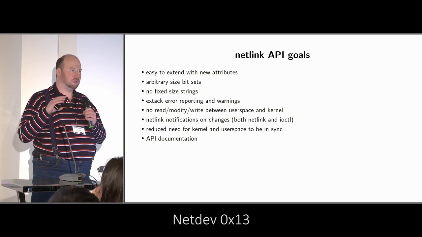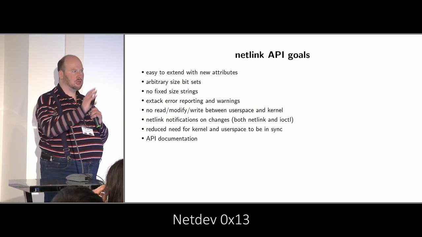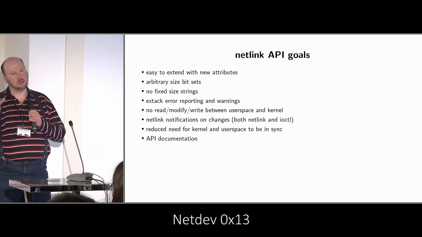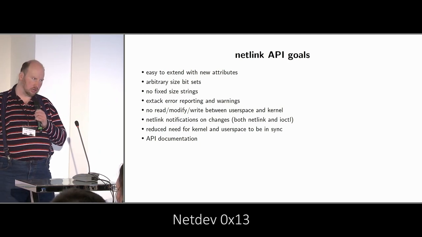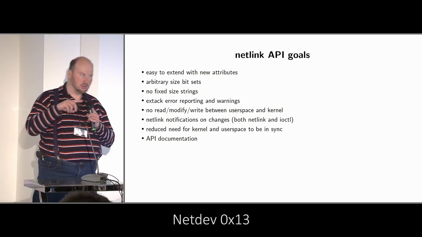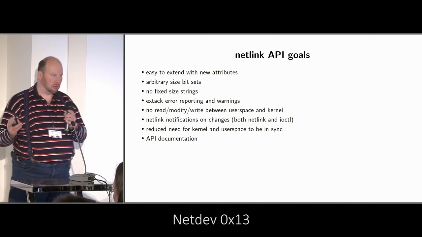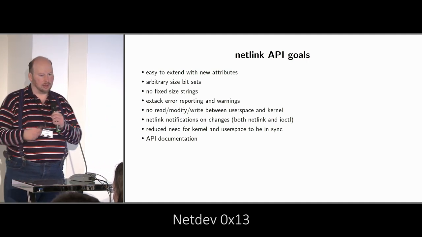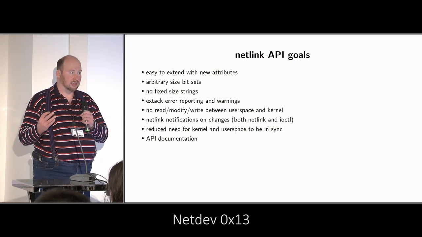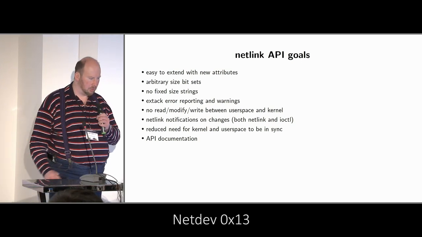Another problem of the old interface is the read, modify, write cycle, because if you want to change one parameter, you have to retrieve the whole structure, change the value of that one parameter, and send the whole structure back. When two user space processes do the same with the same structure at the same time, you are in trouble. And okay, in the old times when there was only ethtool, well, you wouldn't do that. But today, when you have daemons in the background, it can happen.